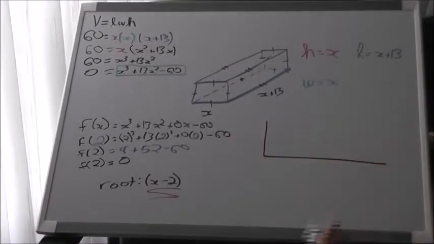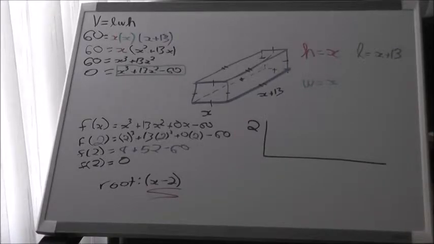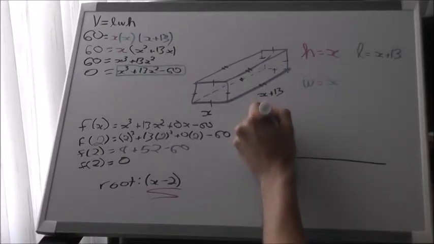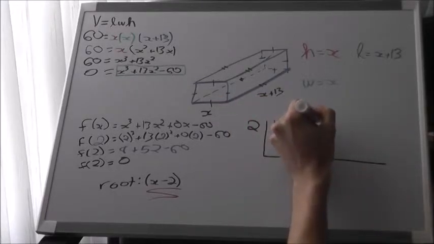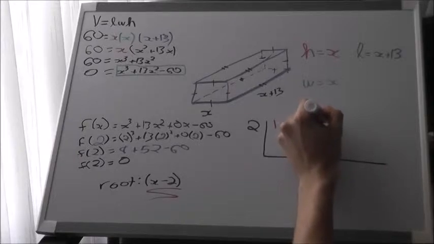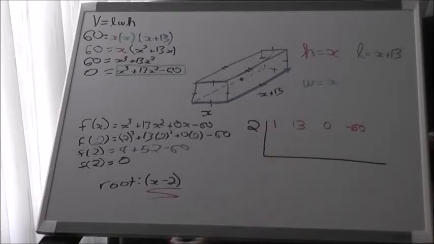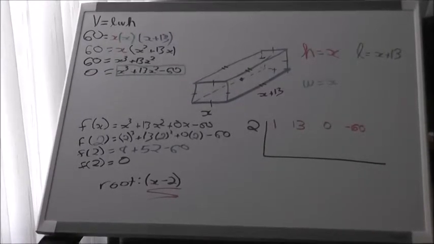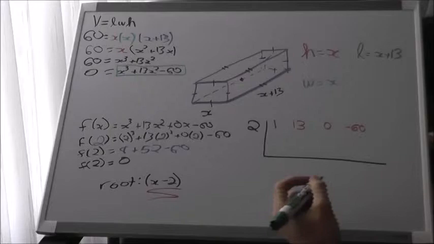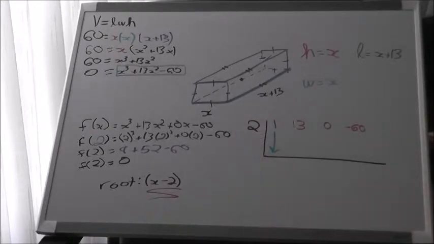Now, with synthetic division, you want to write your root outside of your division table, and you want to write down the coefficients of each of your variables. So you have 1, positive 13, 0, and negative 60 from your equation. Now, the first column, always, no matter what, carries down, which means that that answer is 1.